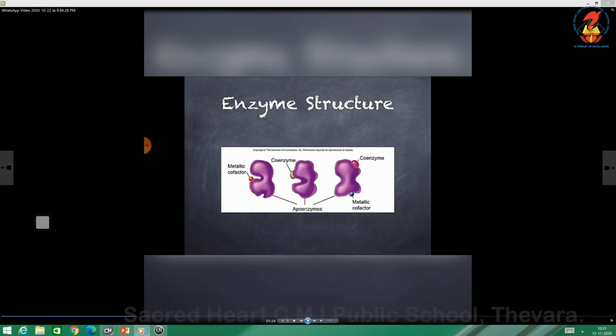So remember, apoenzyme is a proteinous part. It forms a major part of the conjugated enzyme, that is indicated in violet in all the cases, and only a small portion is the cofactor. The cofactor can be a metallic ion, or it can be a vitamin, or it can be a prosthetic group.